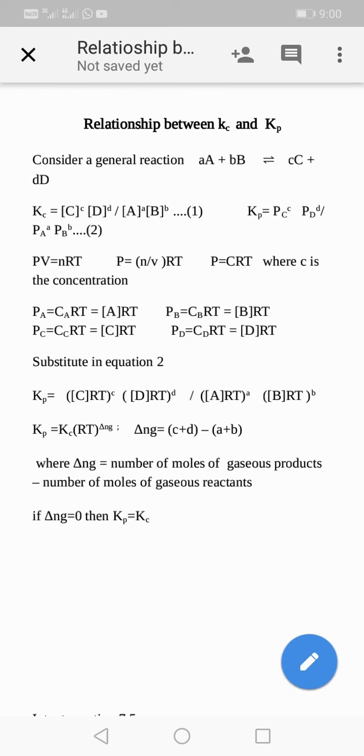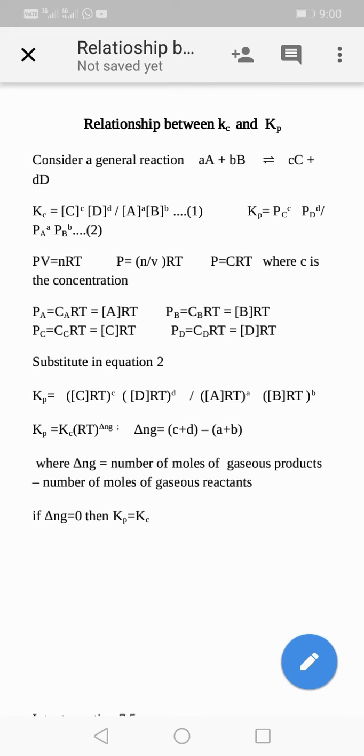Hello friends, today's topic is the relationship between Kp and Kc. We know both Kp and Kc represent the equilibrium constant, Kc in terms of concentration and Kp in terms of partial pressures. For that, we are considering a general reaction, that's a reaction between A and B.